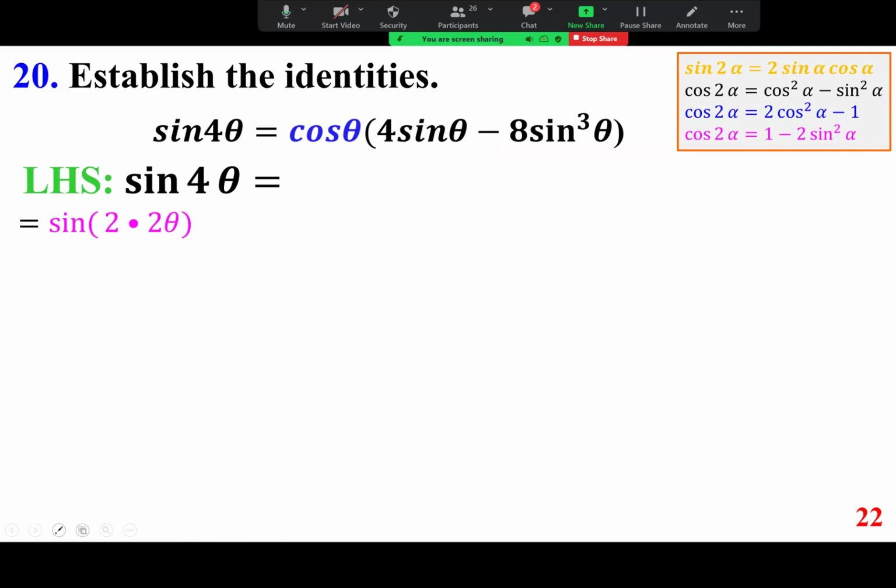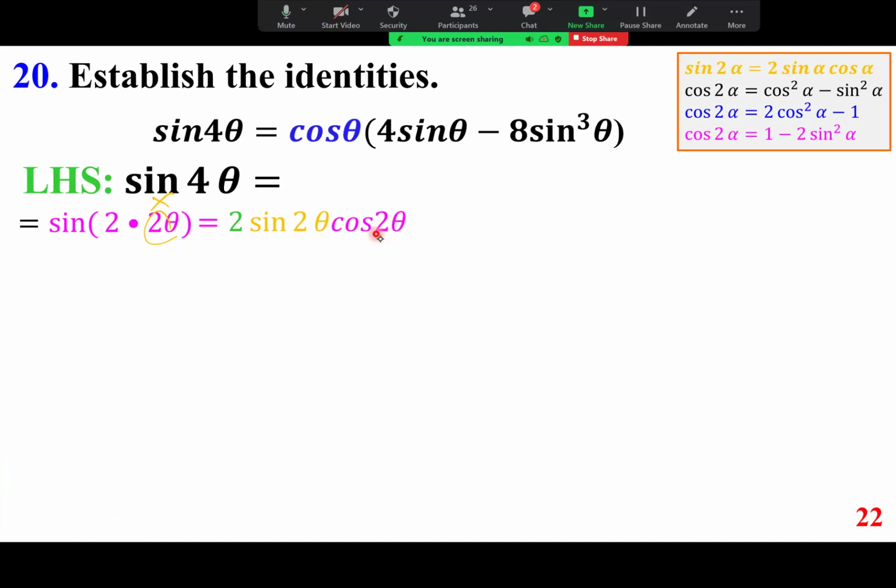So think about this as, let's say, x, sine 2x. So it's 2 sine x cosine x. So 2 sine 2 theta cosine 2 theta. Think about this concept. Now, what is sine 2 theta? 2 sine theta cosine theta.